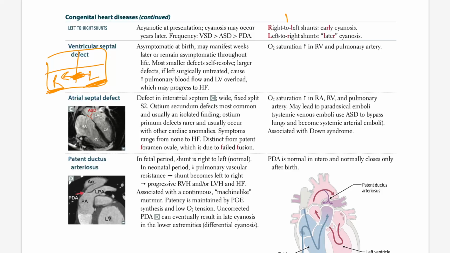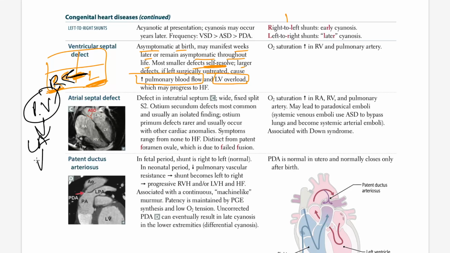So let's look at this. It is asymptomatic at birth. May manifest weeks later or remain asymptomatic throughout life. Most smaller defects self-resolve. Larger defects, if left surgically untreated, cause increase in pulmonary blood flow and left ventricular overload. Again, if you have a large VSD, what's going to happen? Let me just draw it here. You have more fluid going into the right atrium. From right atrium to right ventricle. From right ventricle, a lot is going to go to the pulmonary artery. That pulmonary flow will go back into where? Left atrium. From left atrium, left ventricle.